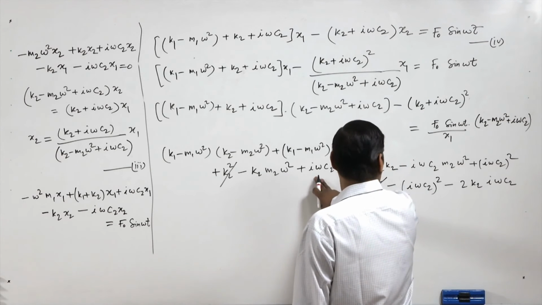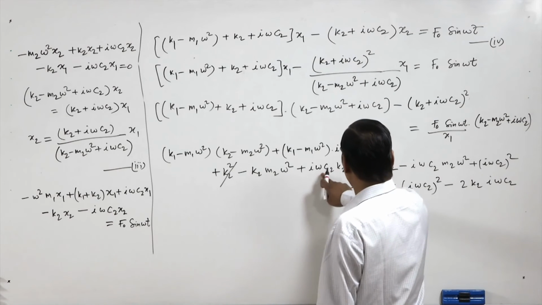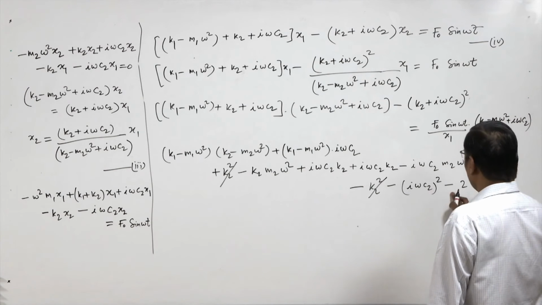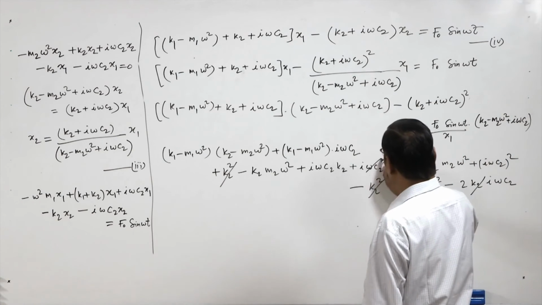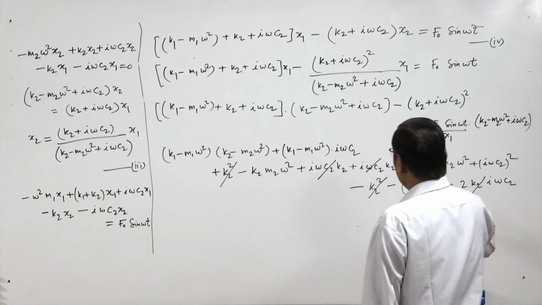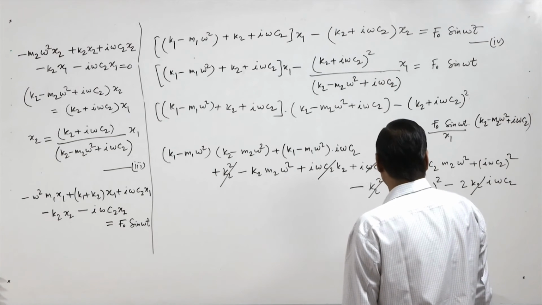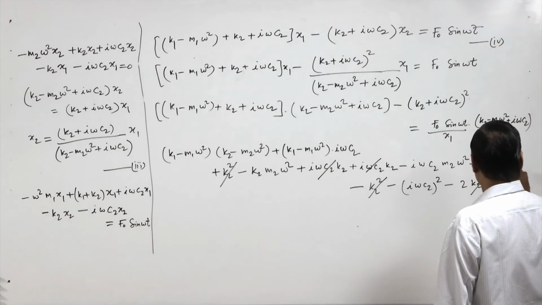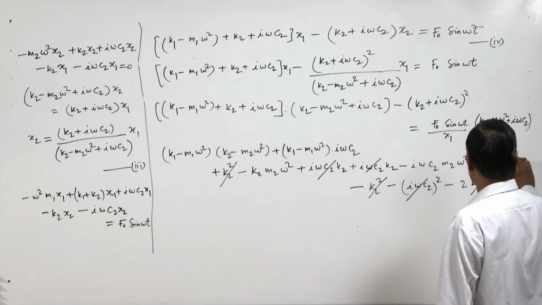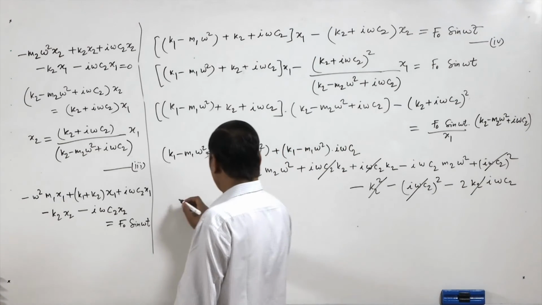Here iωc2 k2 and iωc2 k2, they are 2 iωc2 k2, and here it is 2 iωc2 k2 in minus. So these two terms will cancel out with this term. Moreover, (iωc2) whole square plus and (iωc2) whole square minus, they will also cancel out. So now we can rewrite this.